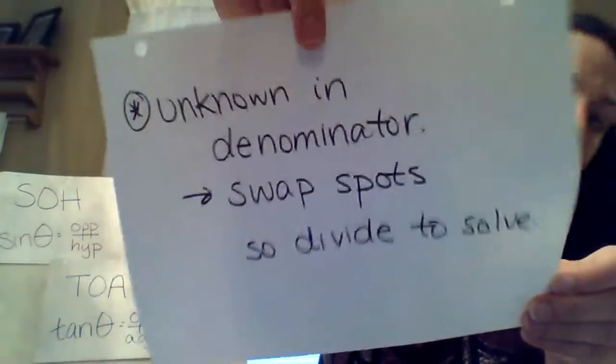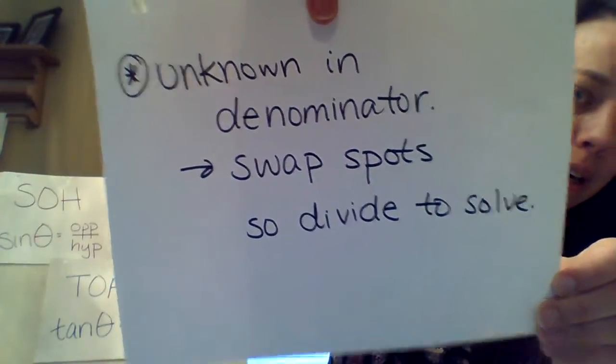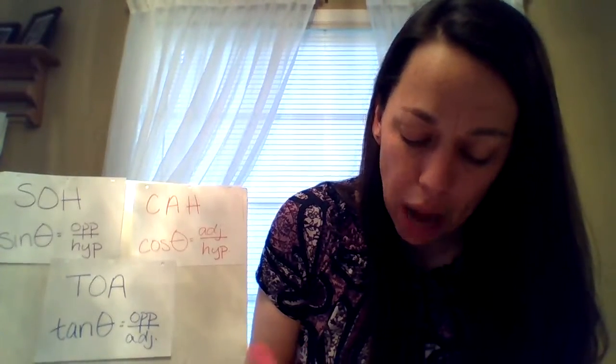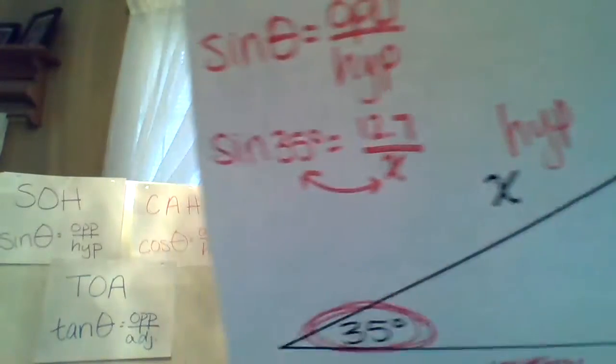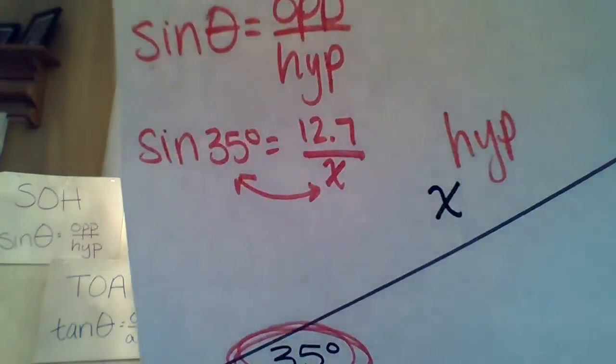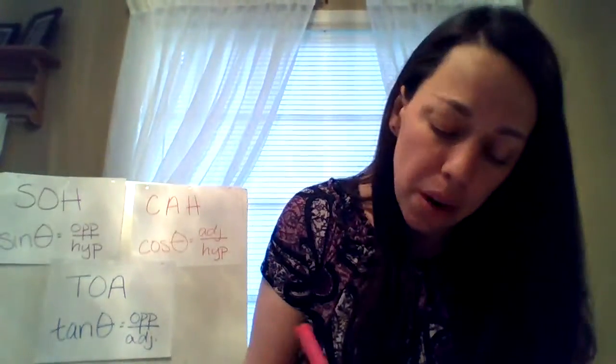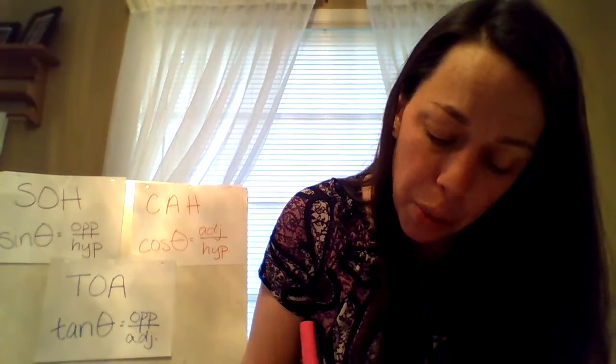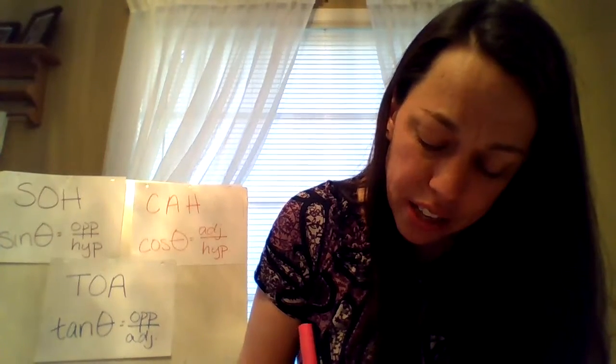What do I do if my unknown is in the denominator? Good. I swap my spots. So I'm going to swap spots right there. I always like to draw that. You guys will probably see me do that lots of times. So that means to get my answer, I'm going to write 12.7 divided by the sine of 35 degrees.